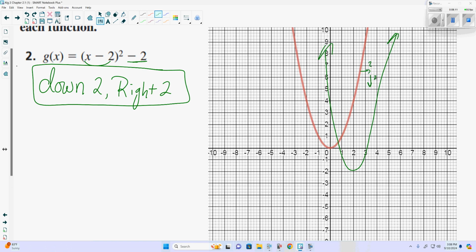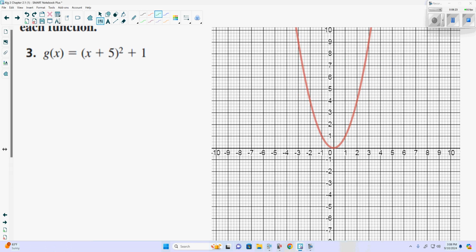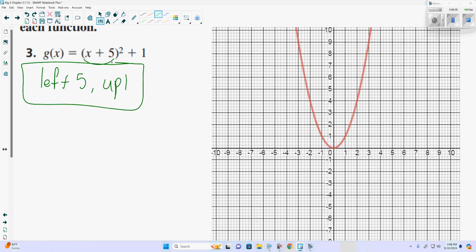Right 2, down 2. Questions on this here, guys? We ready for the next one? This next one is left 5, up 1. So the x plus 5 would indeed be left 5. And the plus 1 outside would indeed be up 1. This one's not too bad.